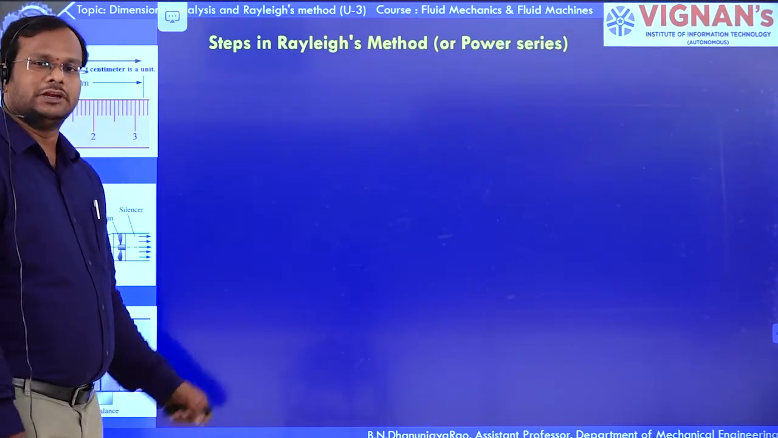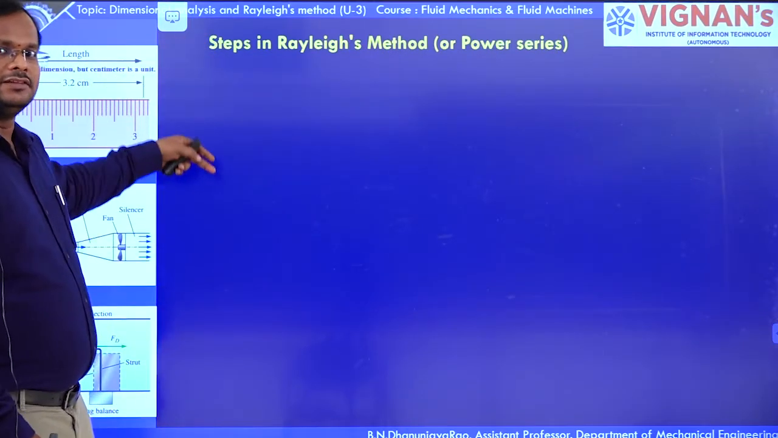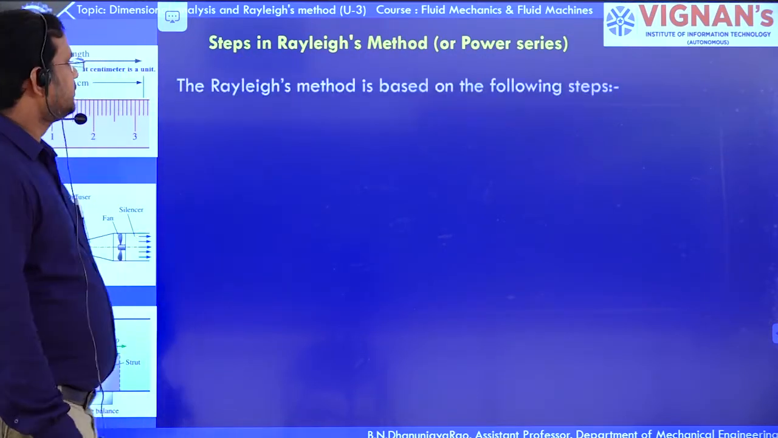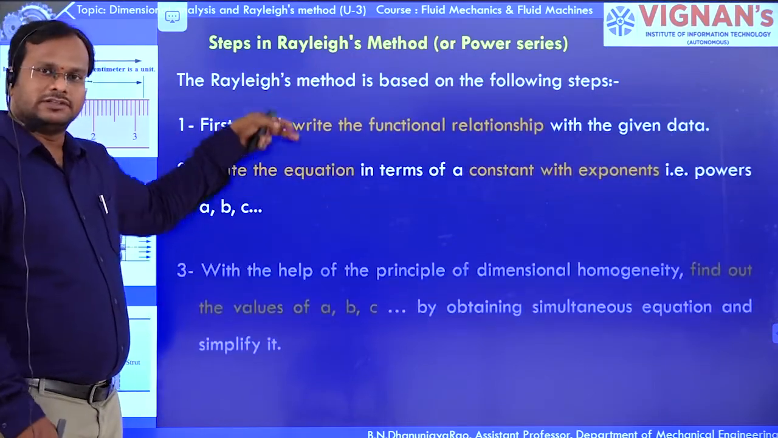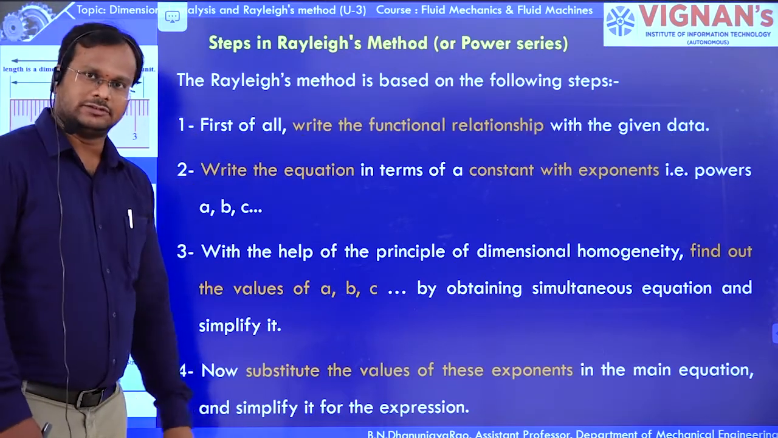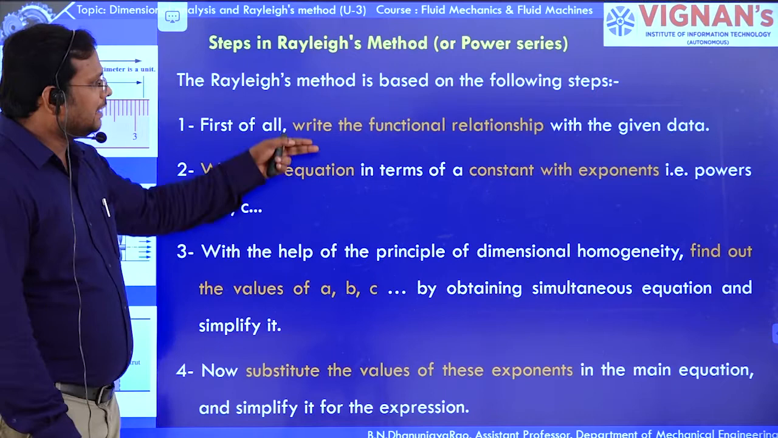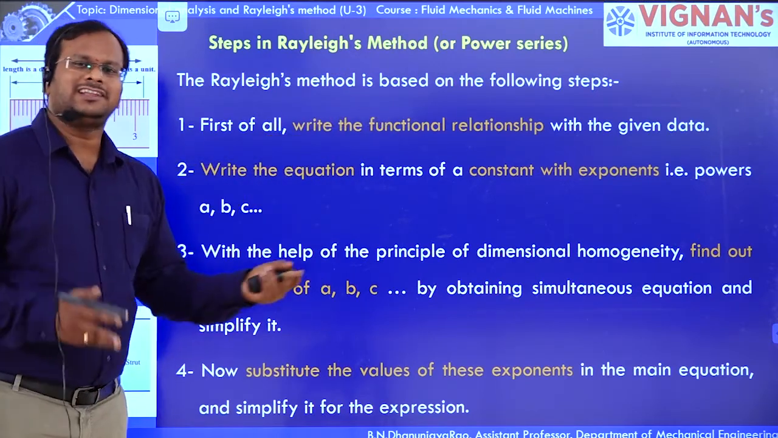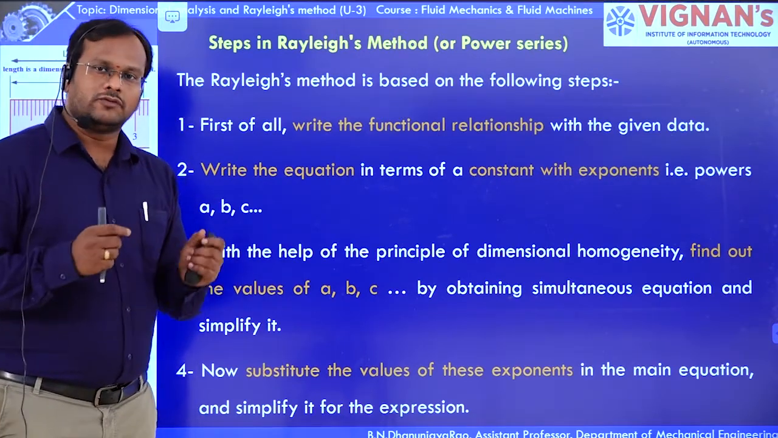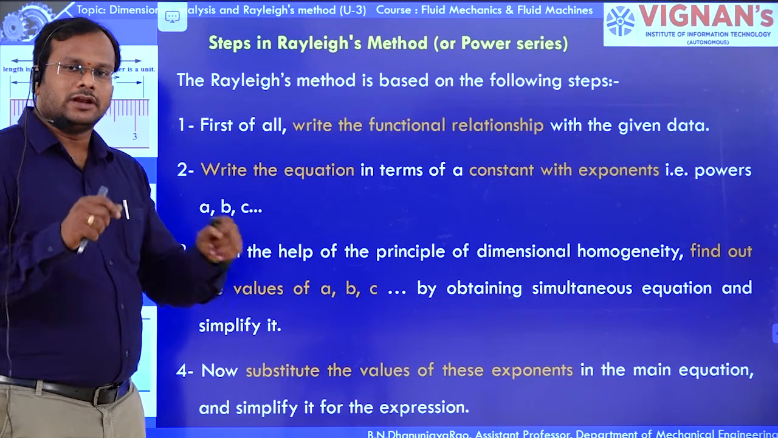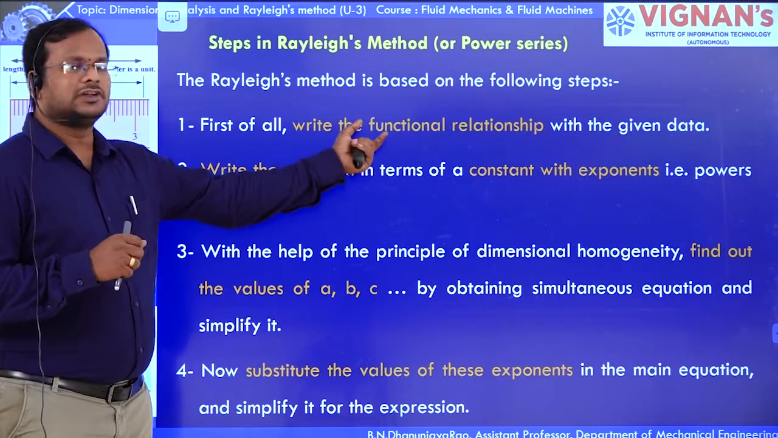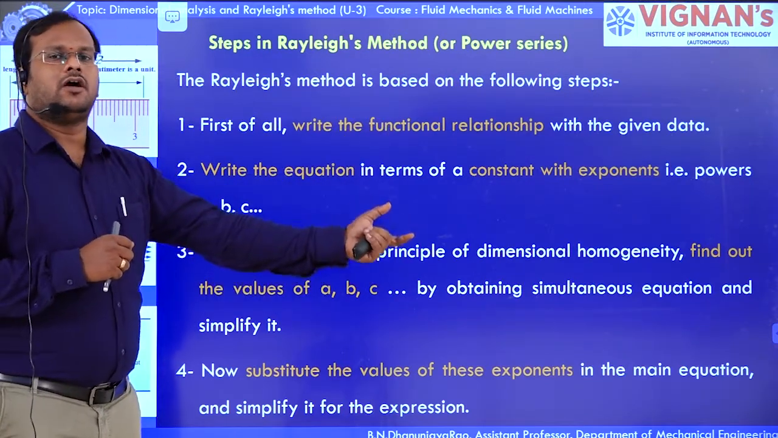So what are the steps involved in Rayleigh's method? Rayleigh's method is also called the power series method. It is based on the following steps. Initial step: first of all, write the functional relationship with the given data. Initially, we know what variables are involved in the particular fluid flow problem or physical phenomenon, so we need to write a functional relationship using all the variables.